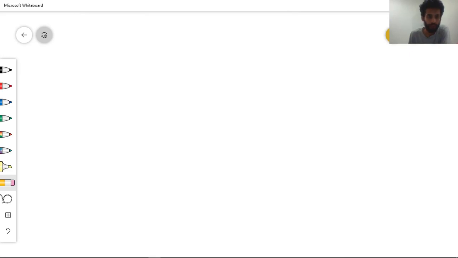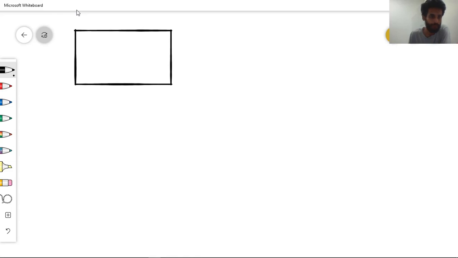Now comes the rectangle. This is A, B, C, D. Most of you make this type of mistake. When you write these alphabets, it should be in serial order. A, B here, then C here, then D here. Not A, B, D, C. It should not be like this. In serial order it should be.